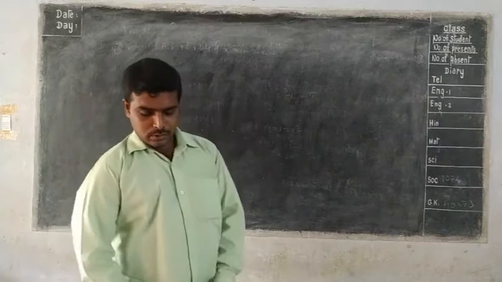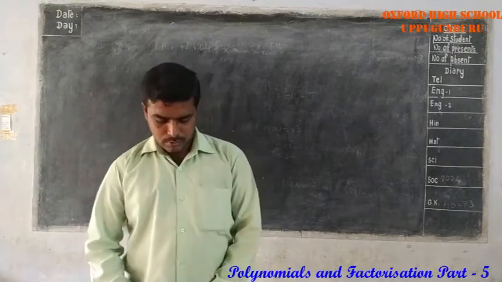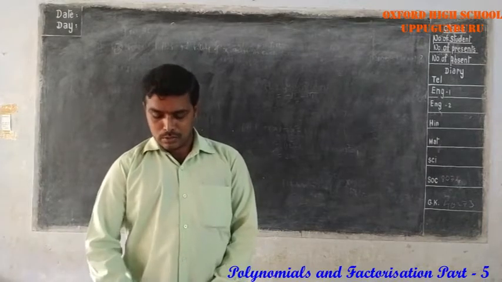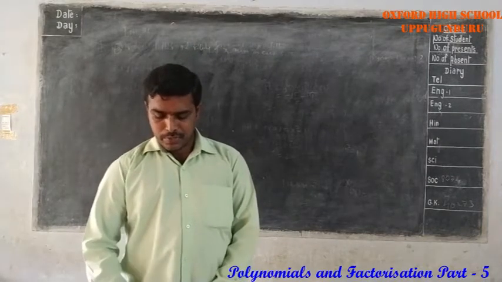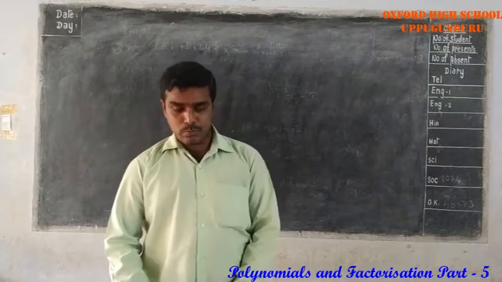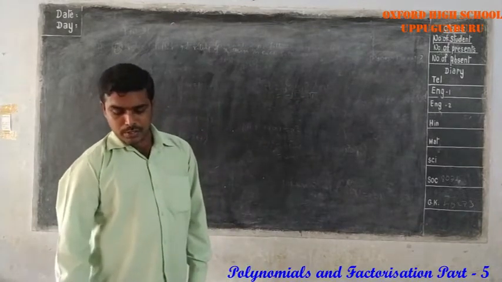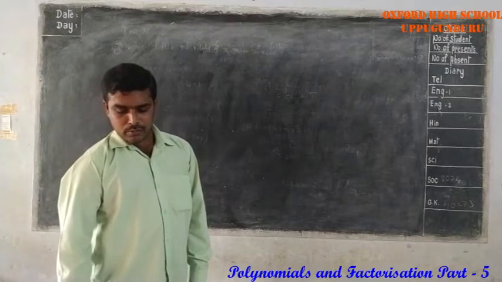Good morning students. Already we discussed the first three problems in Exercise 2.2 in the previous class. Now today we will discuss problems 4, 5, 6 in Exercise 2.2. Now the fourth one: find the zeros of the polynomial in each of the following cases.